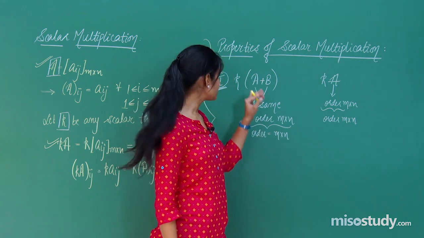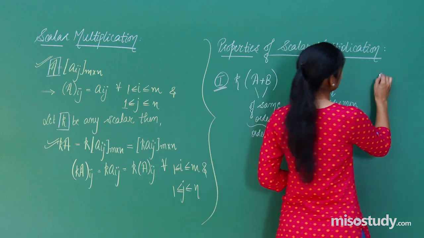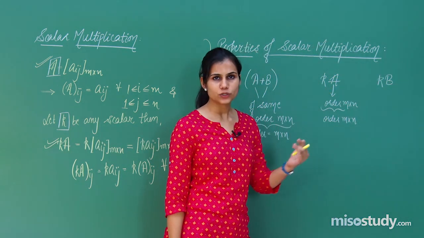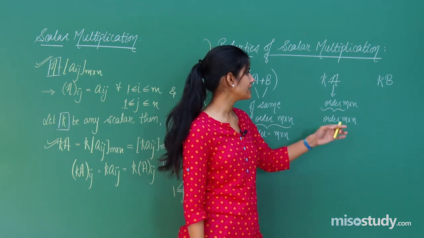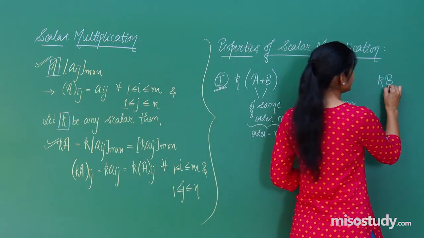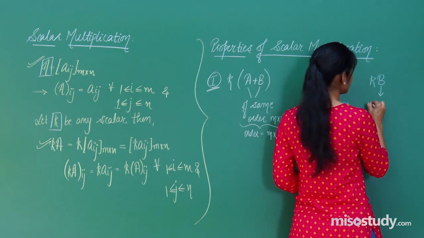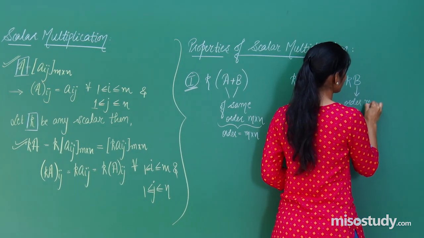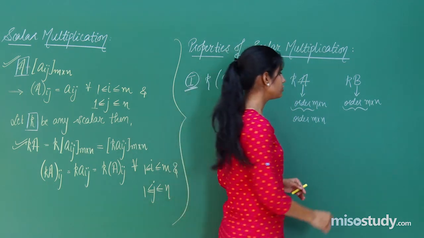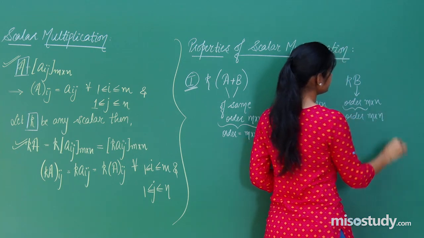Exactly in a similar fashion, because A and B are of exact same order, even B is a matrix of order m cross n. So I can also talk about K times B. B is a single matrix, K is a single scalar, so K times B is very much defined and is known as multiplying the scalar K by the matrix B. As I said, B and A are of exact same order, therefore if A is of order m cross n, B is also of order m cross n. K times B is again therefore going to be a matrix of order m cross n.